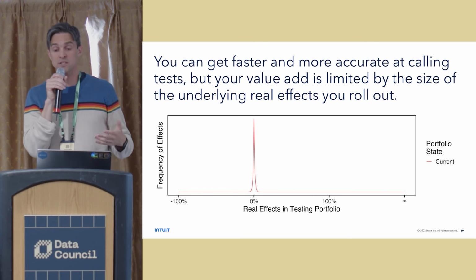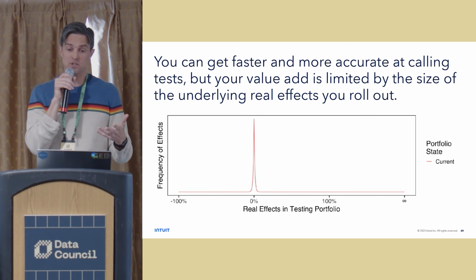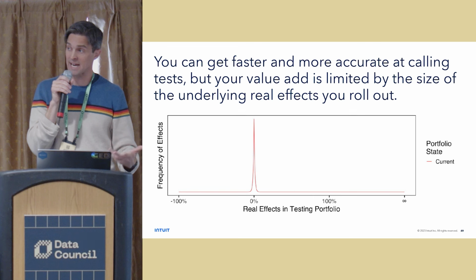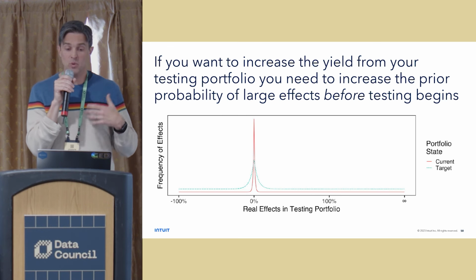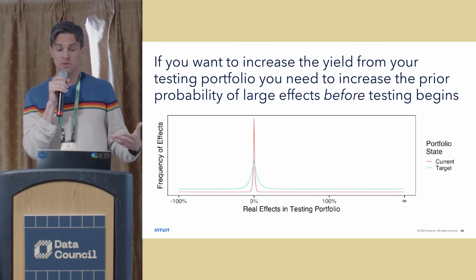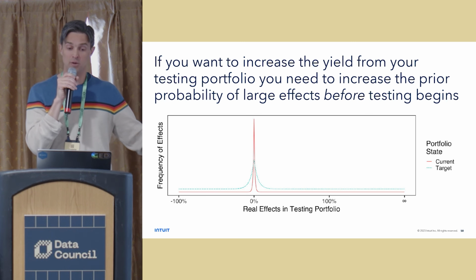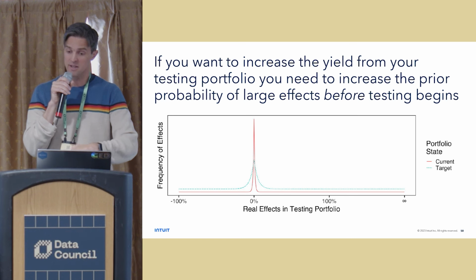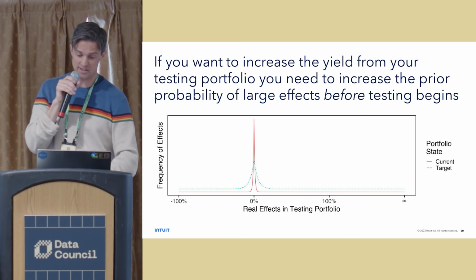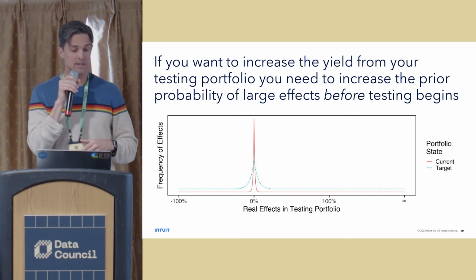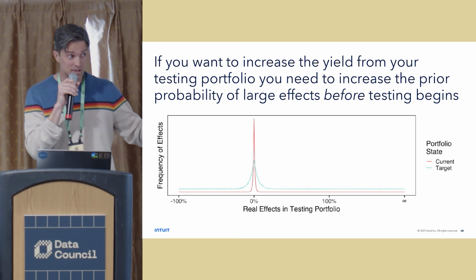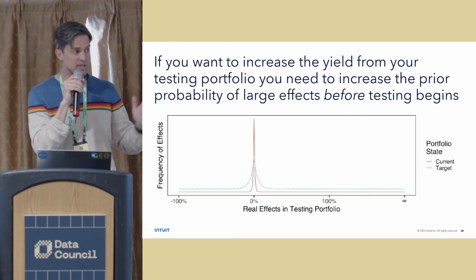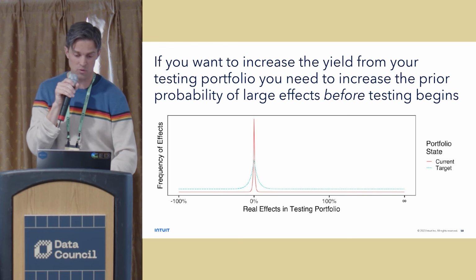And so you can get faster and more accurate at calling tests, but your value add is going to be limited by the size of the underlying real effects that you're rolling out. So if you want to increase the yield from your testing portfolio, you need to increase the prior probability of large effects before testing begins. This is sometimes referred to as fattening the tails, and that's the dotted blue line here. Most of your effects are still going to be near zero. You're not going to get away from that. But anything you can do to fatten the tails is going to exponentially increase the value add from your testing portfolio.